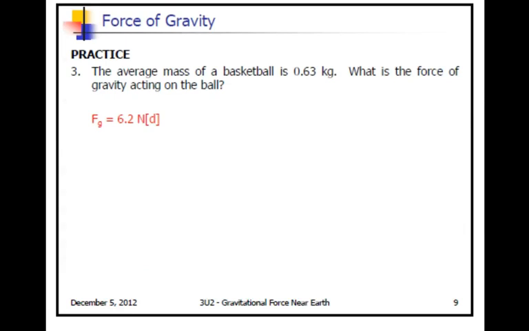Here's a question for you. The average mass of a basketball is 0.63 kilograms. What is the force of gravity acting on the ball? Well, if we put 0.63 times 9.8, and rounded it, you'd get 6.2 newtons, and it would be acting down because the gravitational force always acts down when we're on Earth.